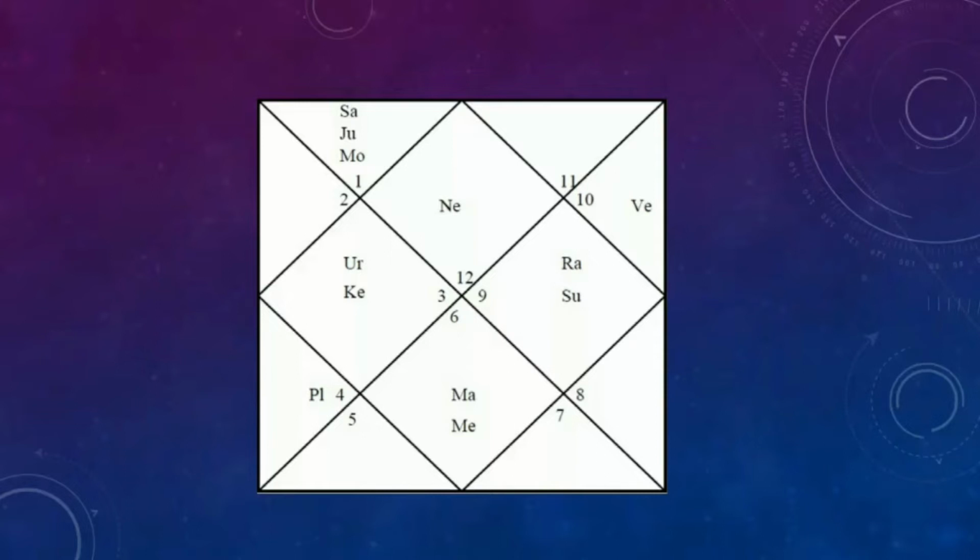Let's discuss with an example how you can read a D-60 chart. Well, this D-60 chart belongs to a woman who got divorced recently. She came to me almost a year ago for a consultation regarding marriage. Now she was depressed due to her failed marriage. So let's see what went wrong over here.